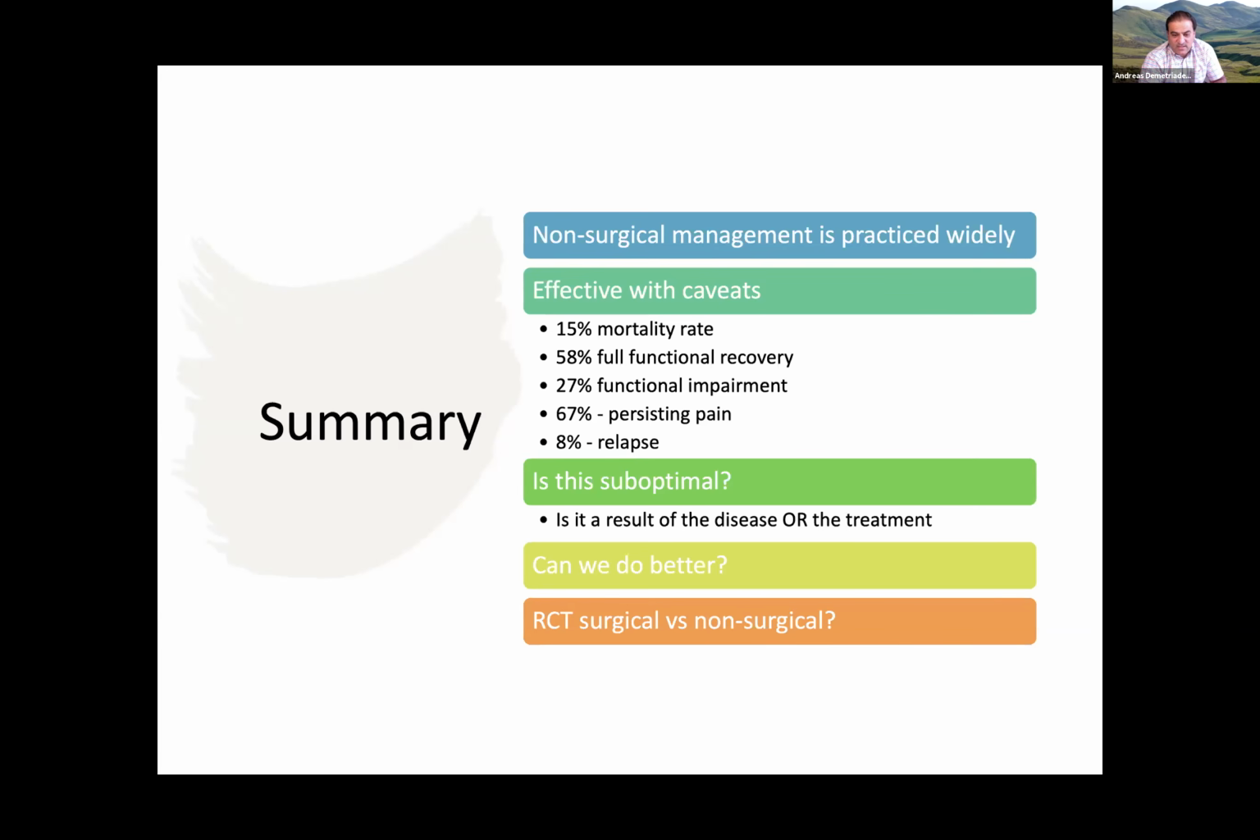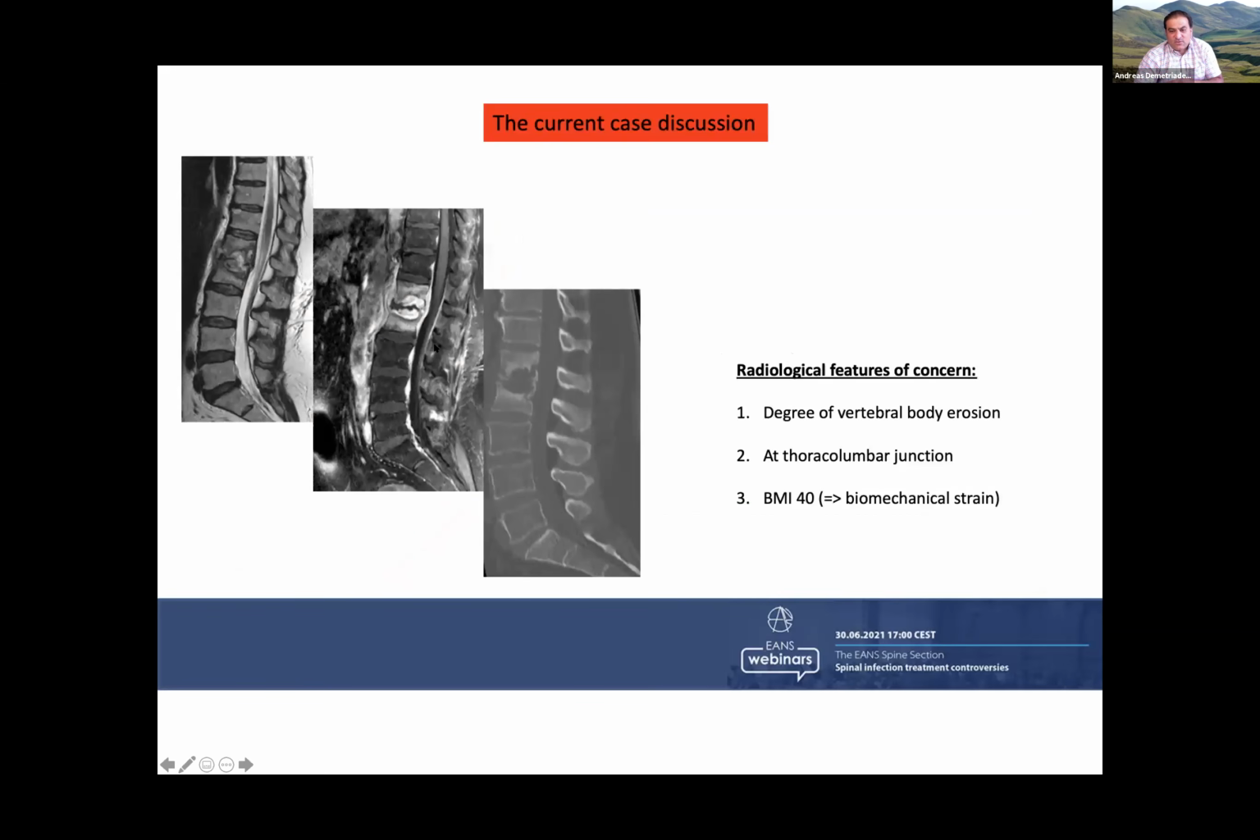The question remains, is it suboptimal? In other words, is it a result of the disease or the treatment? Can we do better? And should we be thinking about prospective studies, randomized or not, between surgery and non-surgery? Going back to the case, I've already mentioned my concerns as to whether this is appropriate for conservative management.